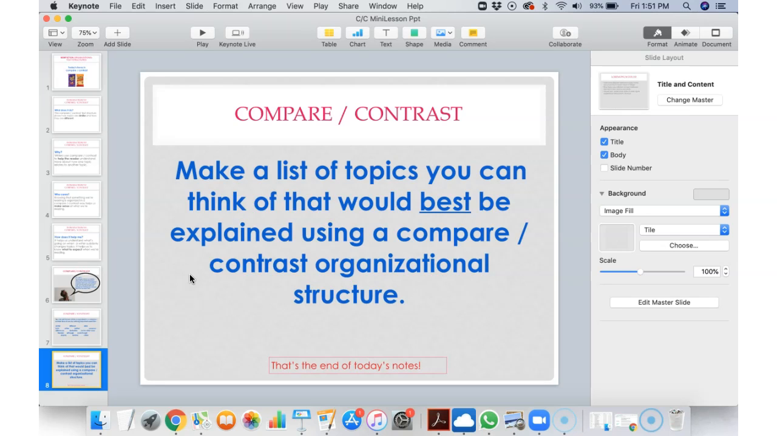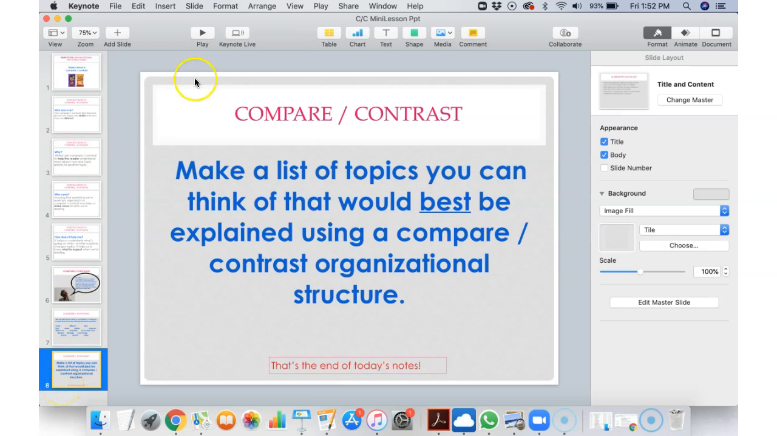There are certain topics that are perfect for compare contrast. And there are other topics that would not make sense for compare contrast, right? So if you're here on this video, you probably don't have to make a list right now, but this is just something to kind of think about as we go forward.